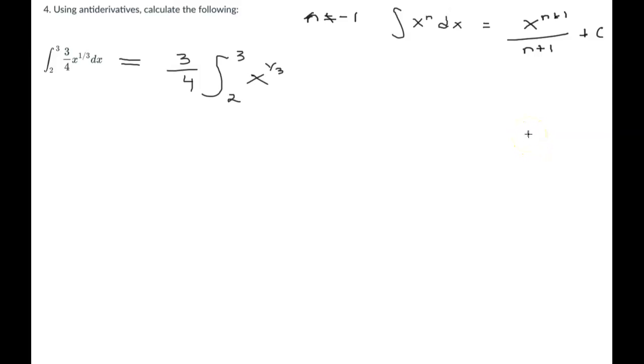Right? In this case, it's definite, so you don't have to add the constant. Some of you added the constant even though it was a definite integral, but you do not add a constant when you have limits of integration. So here we have 2 to 3. So you should just get a number without a constant here.